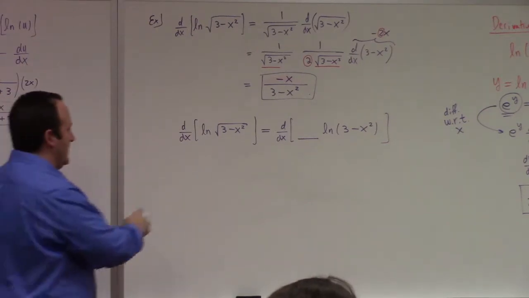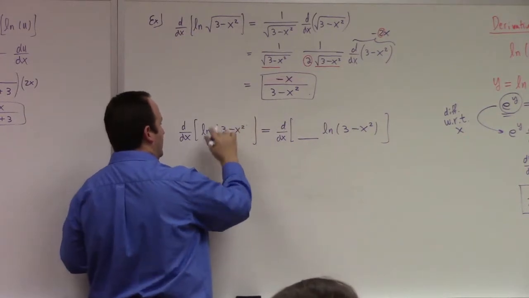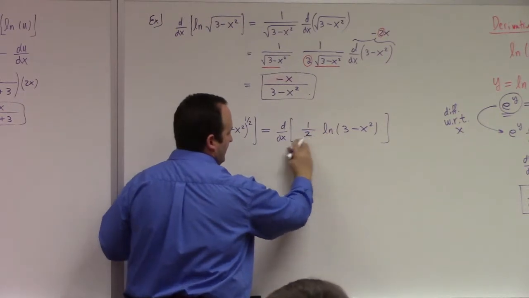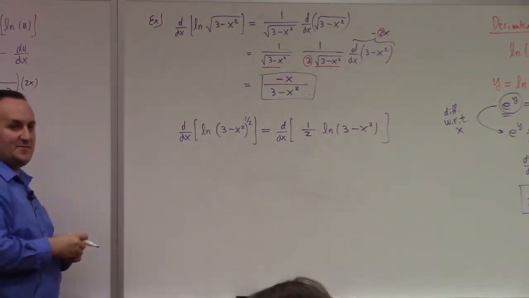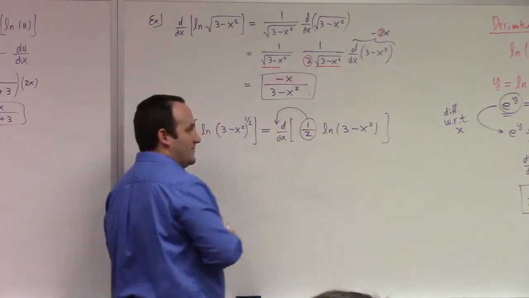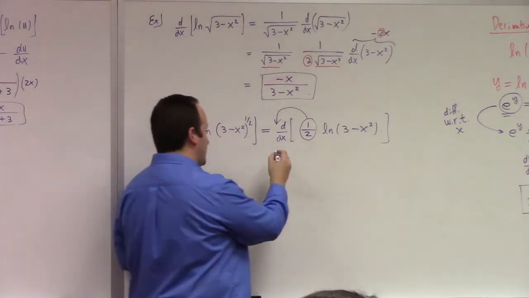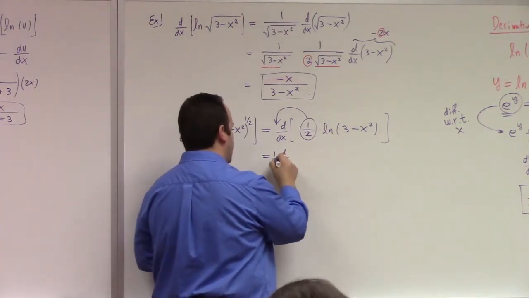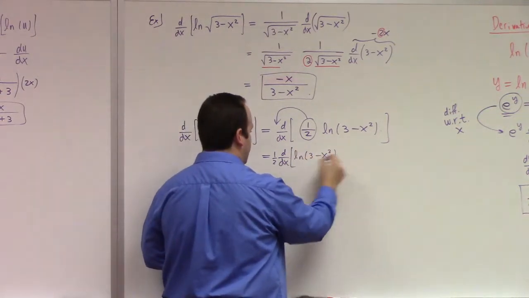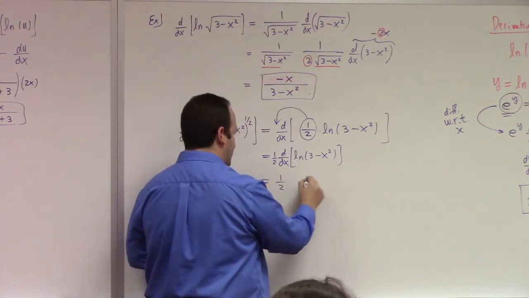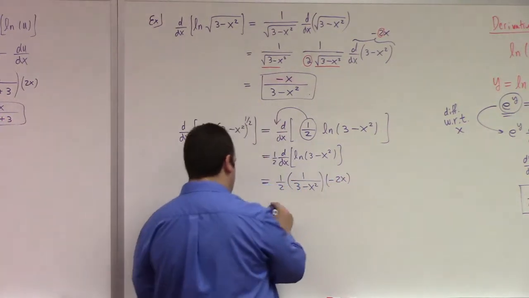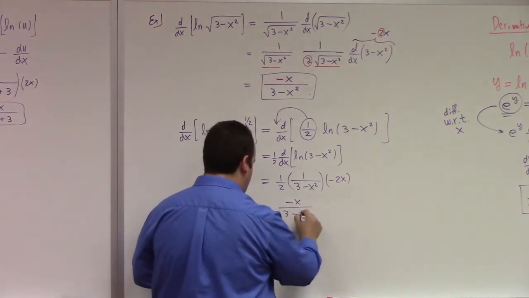I mean, to make it more painfully obvious, this square root is 3 minus x squared to the 1/2. Yes, we can put a half right here. And halves are nice because halves are numbers, and you can just pull it out here by property of the derivative, right? And then all you got to do is take the derivative of the natural log of 3 minus x squared, which is ever so much easier, right? Because then you just got 1/2, 1 over 3 minus x squared, parentheses, times minus 2x. And there you go, back to where we got, with much more effort in the first run.